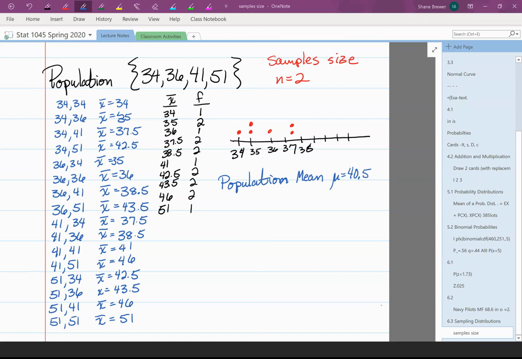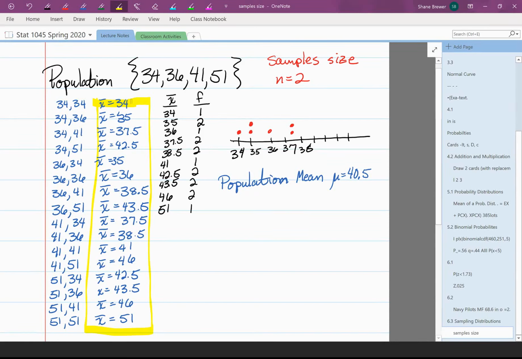So what's the mean of the population? Now, what is the mean of the sampling distribution of the sample mean? That's actually the question. What they're saying is, now find the mean of all of these. So that's what we mean. The mean of the sampling distribution is the mean of all of the means.